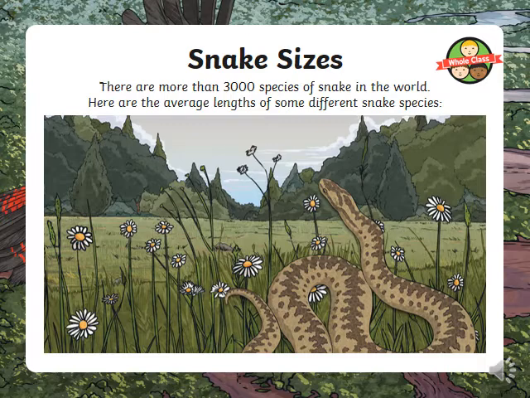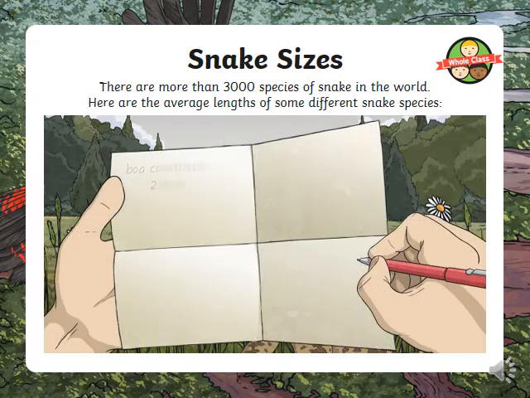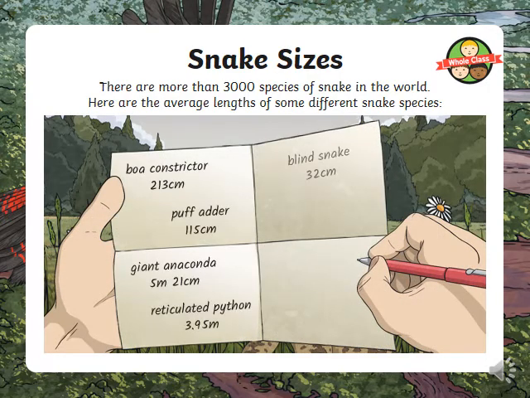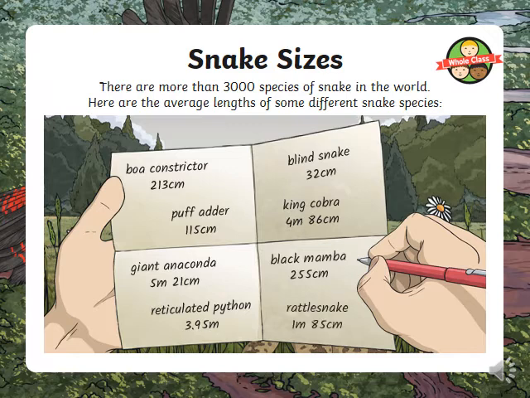There are more than 3,000 species of snake in the world. Here are the average lengths of some different snake species. So we can see here we've got lots of different types of snake, from the boa constrictor, that is 213 centimetres. We've got the black mamba, the most dangerous snake in the world, at 255 centimetres. And we've also got the king cobra at 4 metres 86 centimetres.